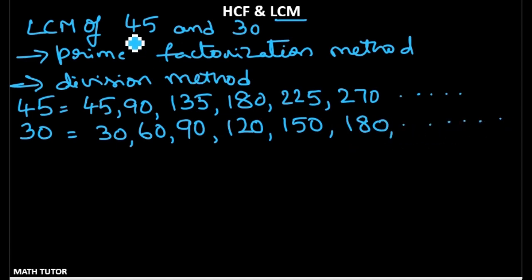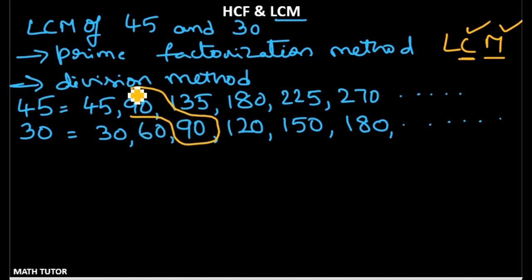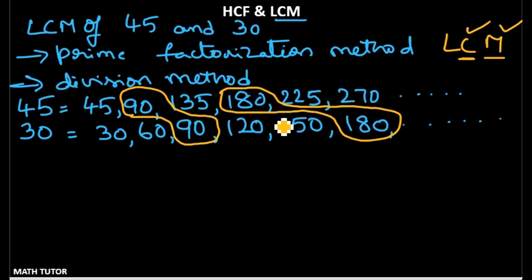Now here also in LCM we have written the multiples. Next we have to find out the common multiple. What are the common multiples we have? Is 45 here? No. Is 30 here? No. Then is 90 there? Yes. So we have one common multiple, 90, for both 45 and 30. Is 135 here? No. 180? Yes, 180 is there. It is common in both 45 and 30, right?